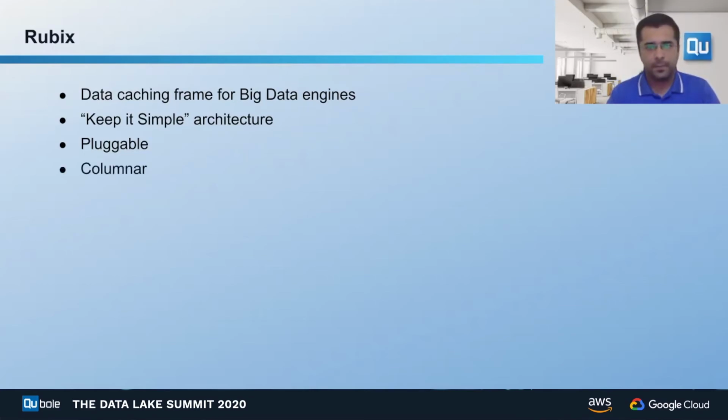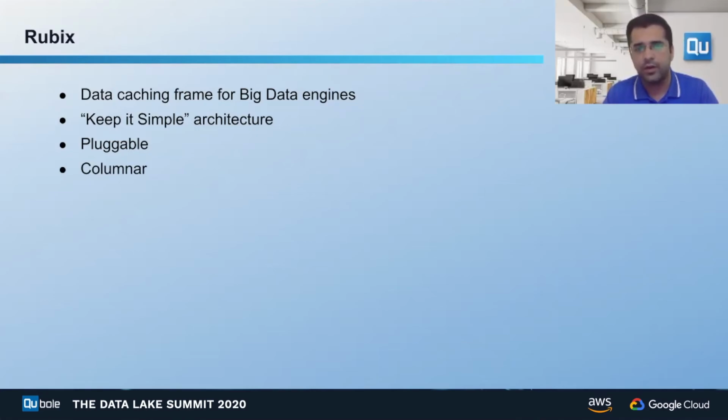Next point is about friendliness to columnar support. We know columnar support is very important with all these big data query engines, which means that you read only the amount of data that you want to read. If you're reading one column out of 100 columns, these engines will only read data related to that column. And RubiX also works well with that architecture.